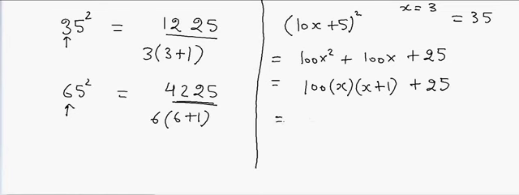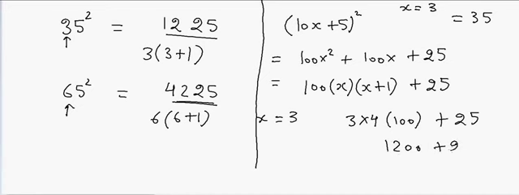So if x is equal to 3, we'll get 3 into 4 into 100 plus 25. That gives 1200 plus 25, so we'll get 1225. This is how the trick works. Basically we multiply the first digit by its increment, multiply by 100, and then add 25 at the end.